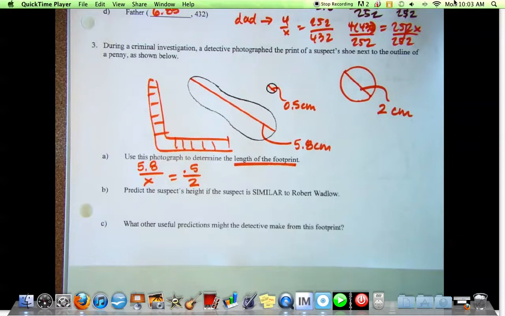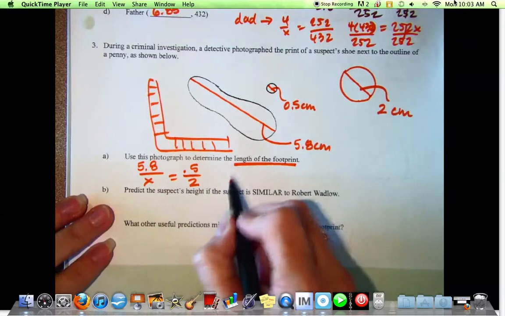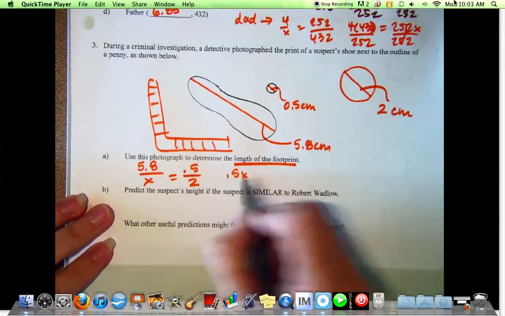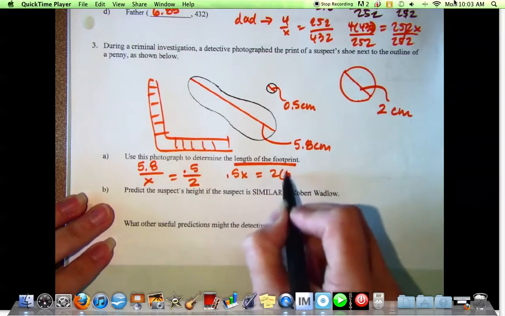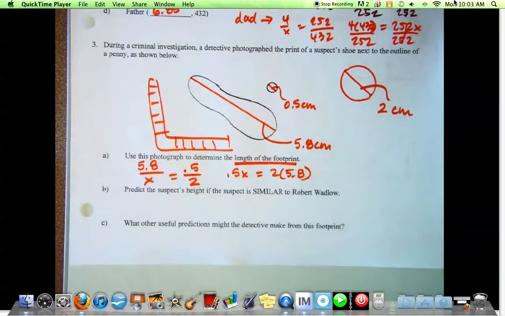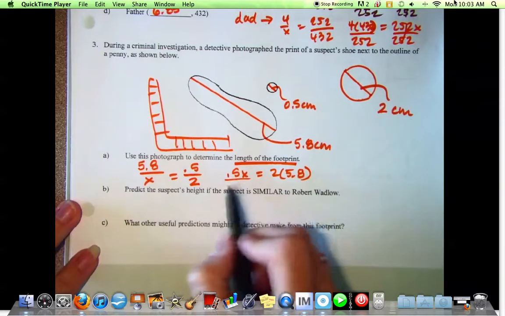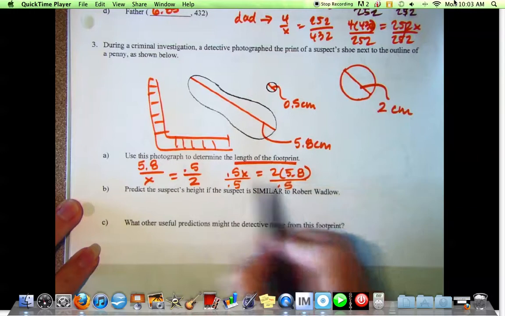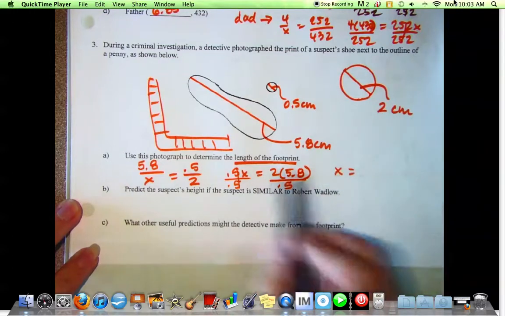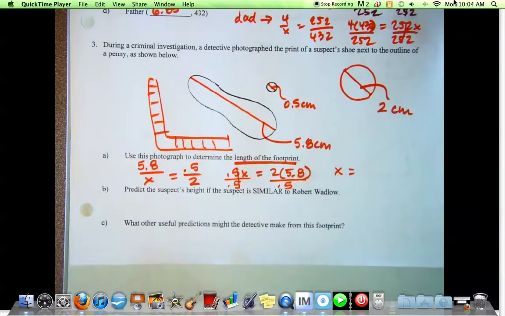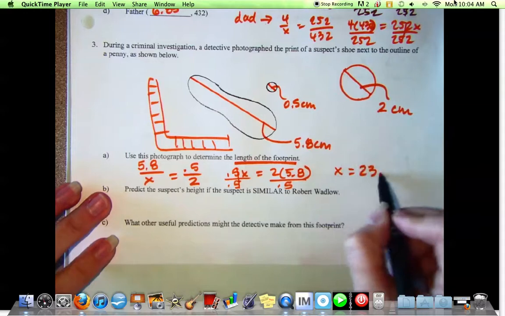2 over 0.5 and x over 5.8. That would also work. All right, so now what am I going to multiply? x and 0.5, and 5.8. Okay, 0.5 and x equals 2 and 5.8. Now what? Divide by 0.5. So x equals 2 times 5.8 divided by 0.5, which gives us 23.2 units.